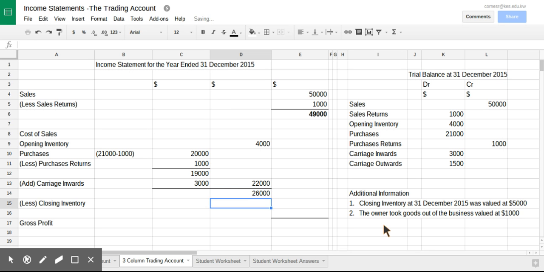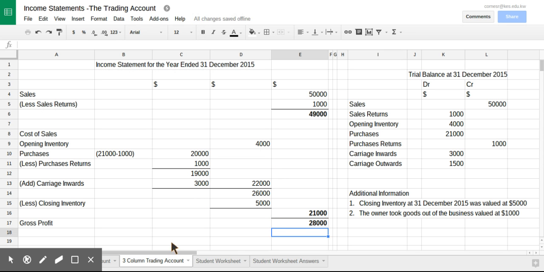Okay, and then I'm going to less my closing inventory, because my closing inventory isn't part of the cost of the goods that I've actually sold during the year. They're going to be sold next year. Closing inventory is 5,000. So my cost of sales figure is 21,000. Unfortunately, my gross profit here is going to be the same. It's going to be 28,000. So I know I haven't made a mistake.